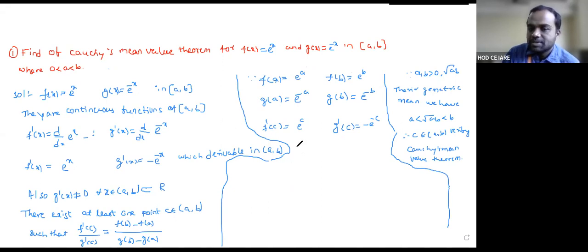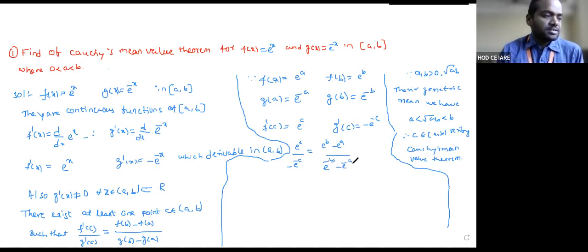f'(c) by g'(c), e^c by minus e^(-c), is equal to f(b) minus f(a) by g(b) minus g(a), that is, e^b minus e^a by e^(-b) minus e^(-a). So simplifying, we can write 1 by e^(-x) is equal to 1 by e^x.